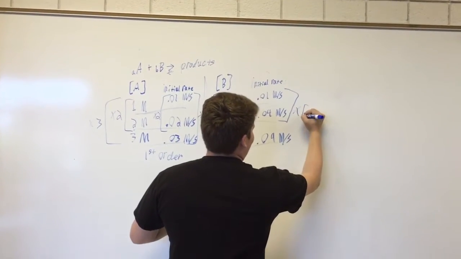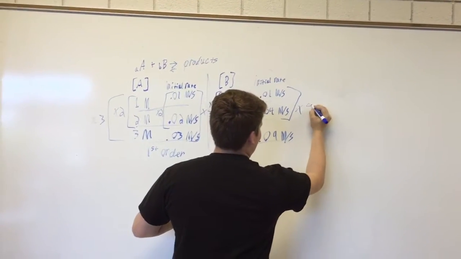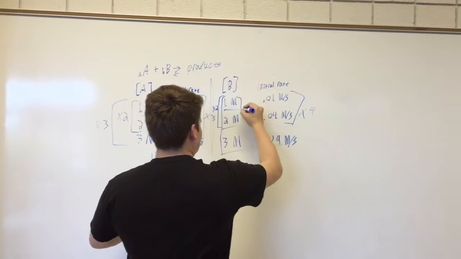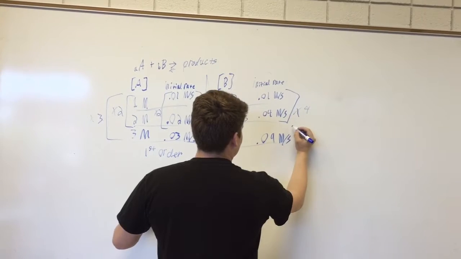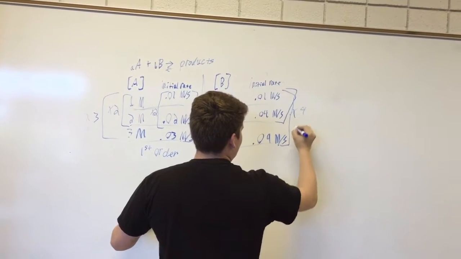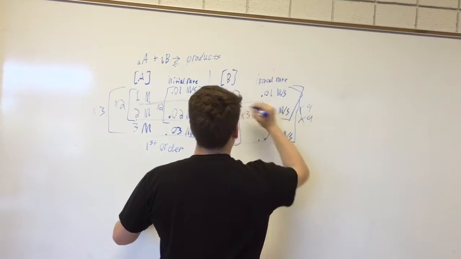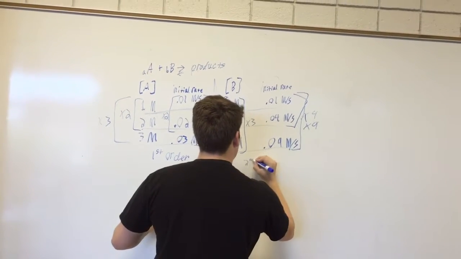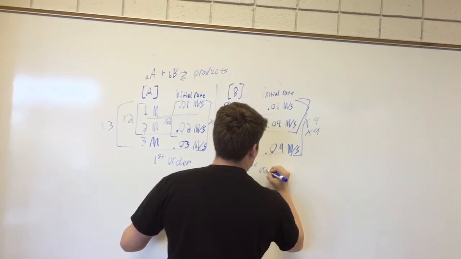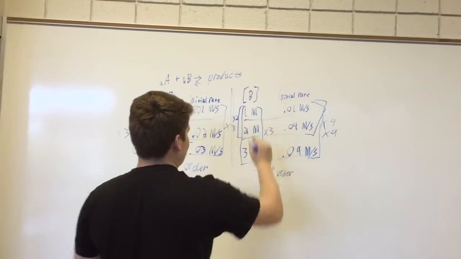And this is going up by 4. And so we're looking at the next, from when this goes up by 3, this goes up by 9. So as you can see, this number is getting squared over here, so it's going to be a second order with respect to this reactant.